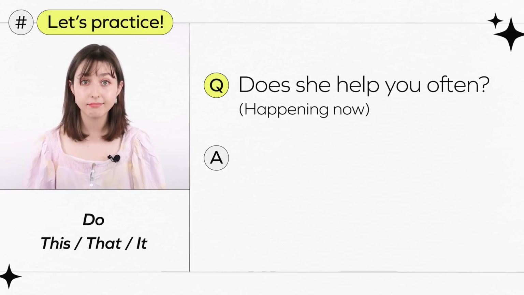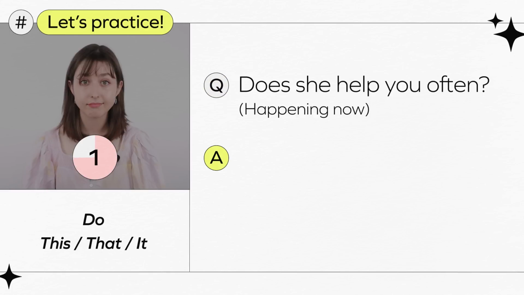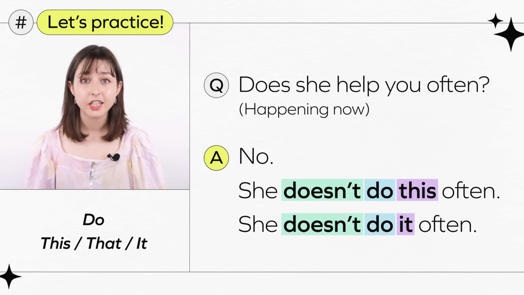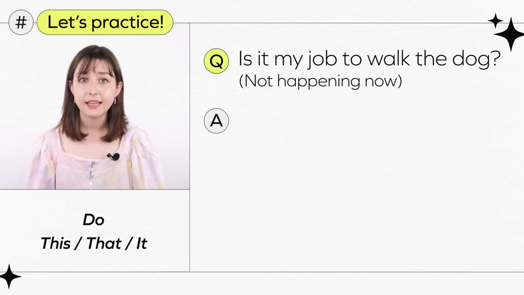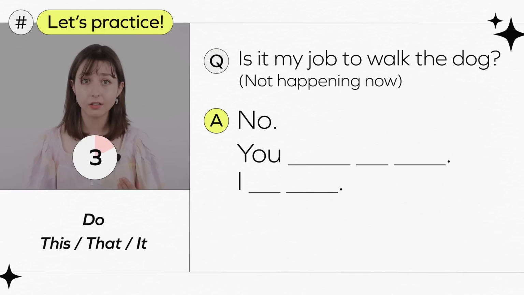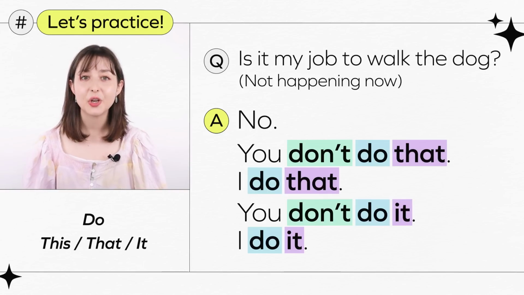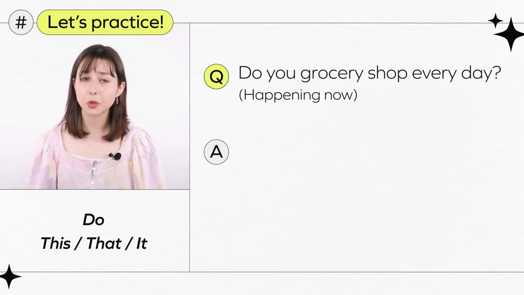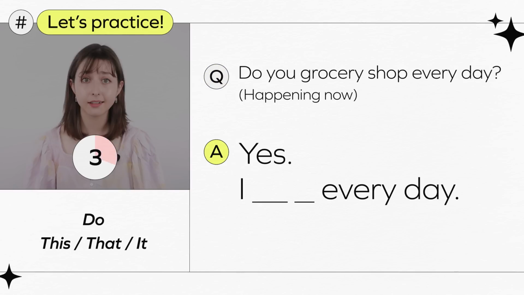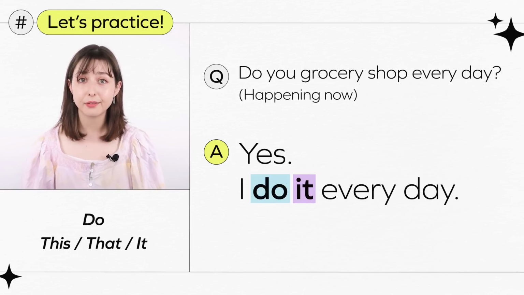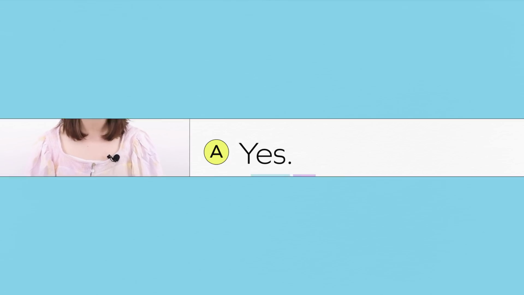Does she help you often? Good. No, she doesn't do this often. She doesn't do it often. Is it my job to walk the dog? A little tricky, right? No, you don't do that. You don't do it. I do that. I do it. Do you grocery shop every day? Perfect. Yes, I do it every day. I do this every day.